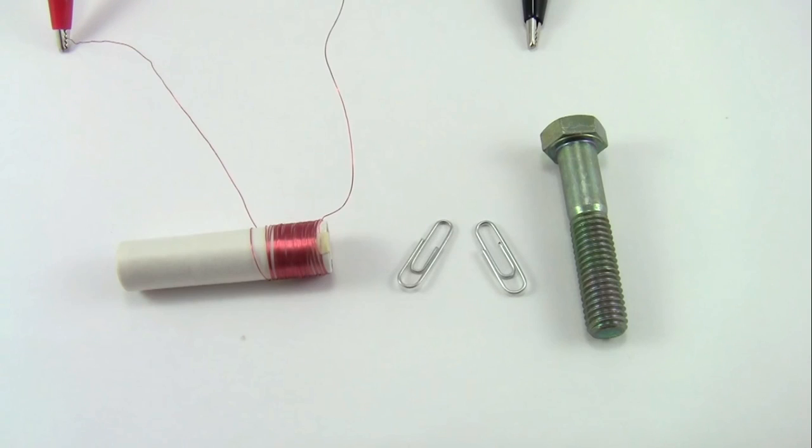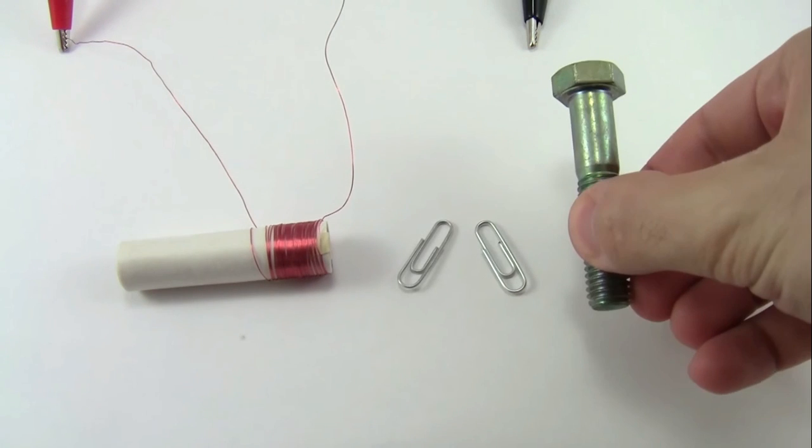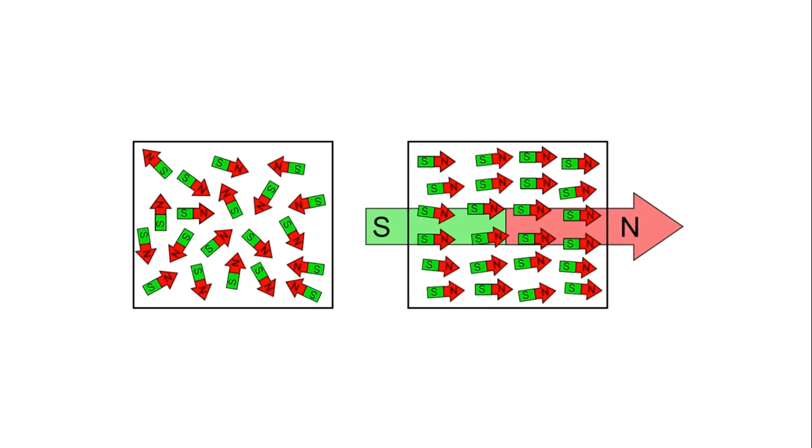To make an electromagnet really strong, you need to add a ferromagnetic core like this iron bolt. Ferromagnetic materials have many smaller individual magnetic domains. Normally, these domains are aligned randomly and cancel each other out. However, in the presence of an external magnetic field, these domains align with each other and the external field, making the overall field much stronger.